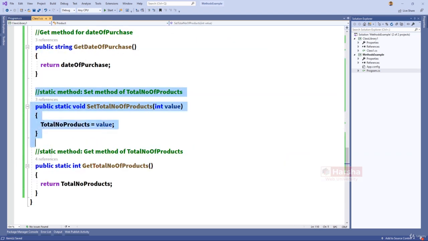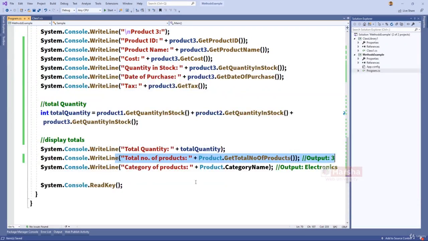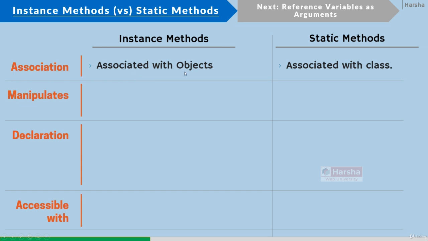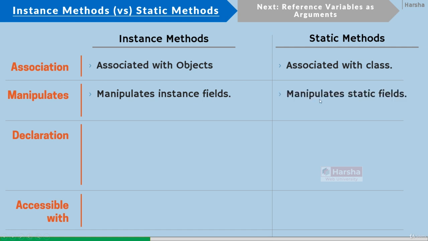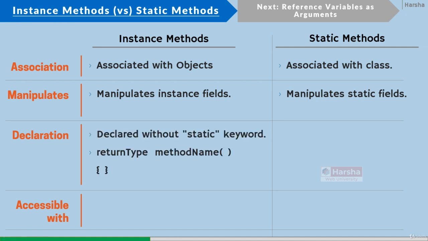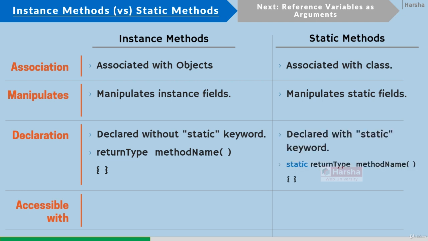So overall, we have created the static methods here, and then we are calling the same in the main method. So instance methods are associated with objects, and static methods are associated with a class. The intention of an instance method is always to manipulate the instance fields. But the intention of a static method is to manipulate the static fields. Instance methods are created without the modifier called static, but static methods are created with the modifier called static.